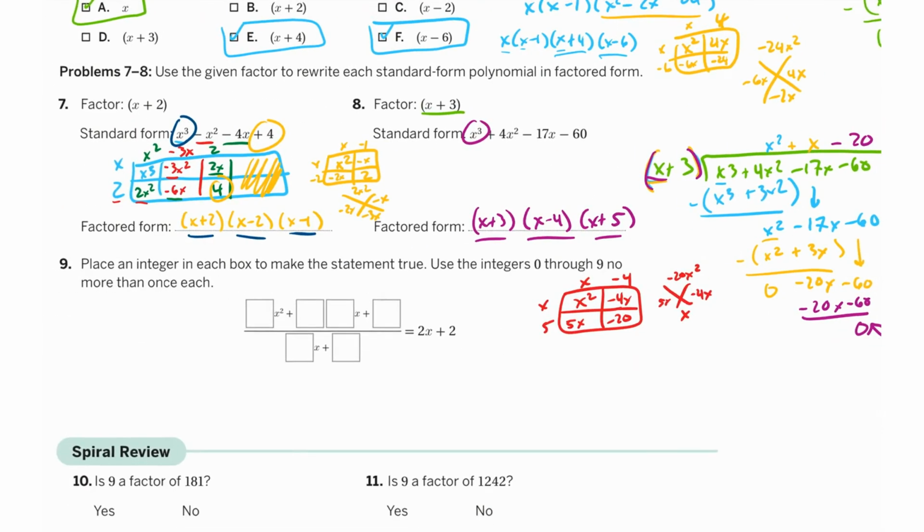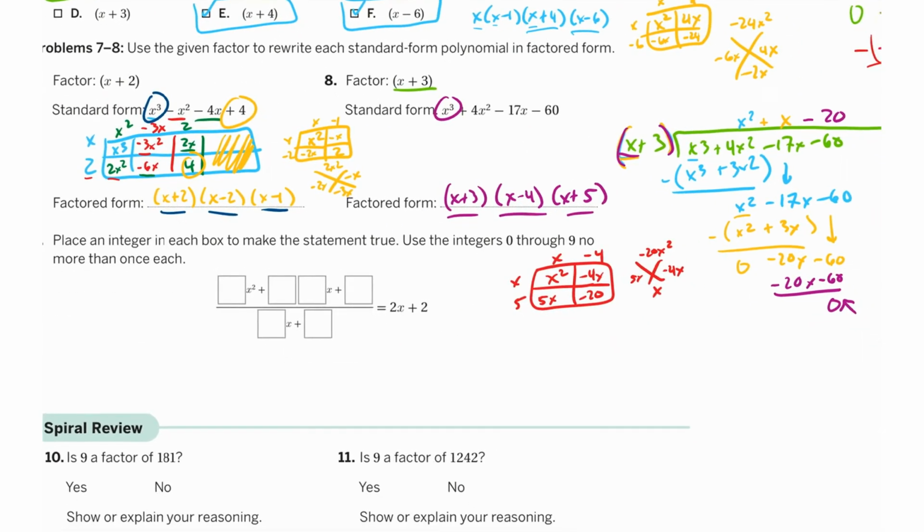All right, number 9. Place an integer in the box to make the statement true. Use integers 0 through 9 no more than once. So a couple things that I know about the way that these work. I'm really just dealing with two binomials multiplied together, which will give me some trinomial here. And when we're doing that, a couple of key things to remember is that the first term is always given to us by multiplying the 2 first terms, as well as the last term is the last 2 terms multiplied together.